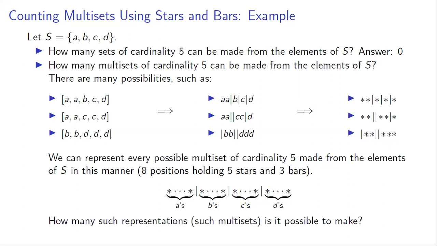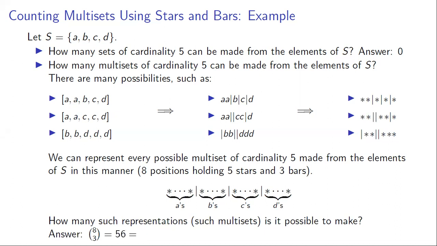How many such representations is it possible to make? In other words, how many such multisets is it possible to make? Because each representation represents one multiset. So the answer is 8 choose 3, because we have 8 positions and we need to choose any 5 of those in any order to be the 5 stars. Or actually, as I do it here, we need to choose any 3 of them to be the bars. Okay, so we can choose the stars or the bars, it doesn't matter. But again, we have 8 positions. We need to choose any 3 of them, in any order, to be the positions for the 3 bars.